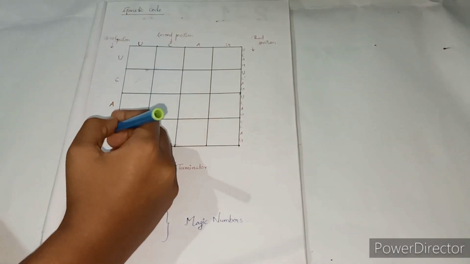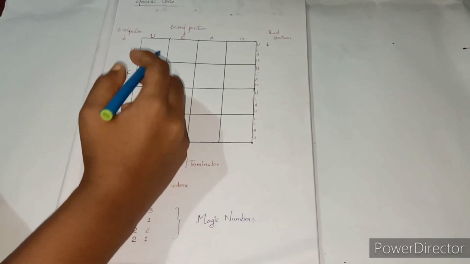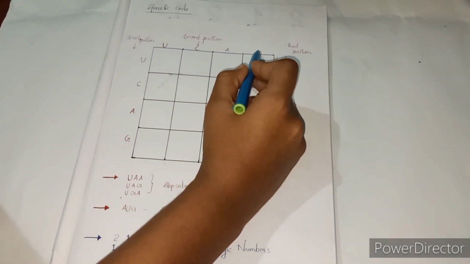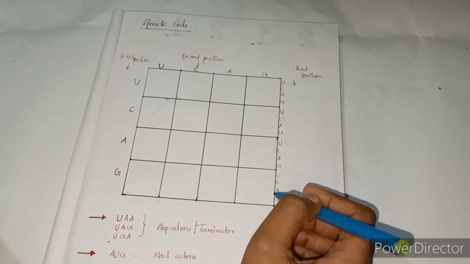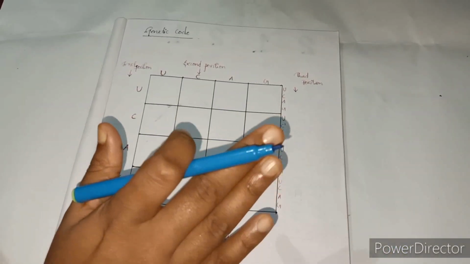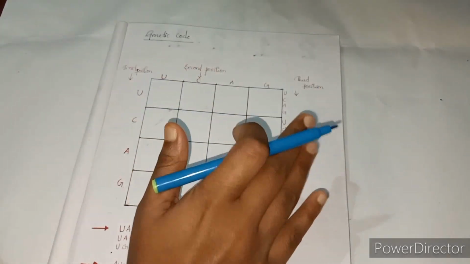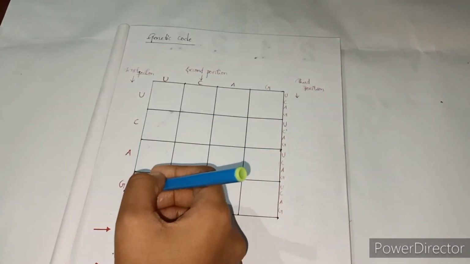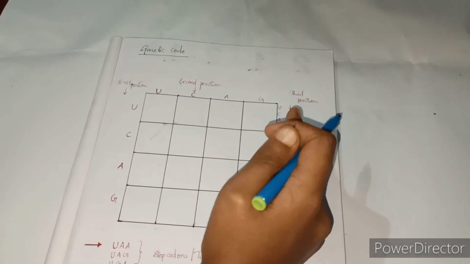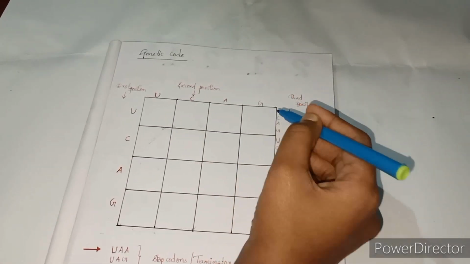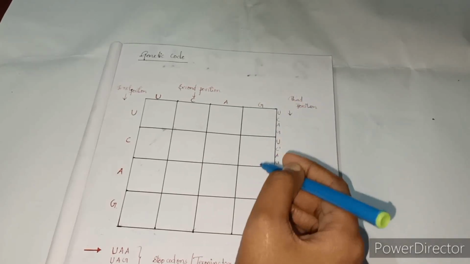This is the first letter of the triplet codon, and this is the second letter of the triplet codon, and here is the third letter of the triplet codon. Here you should remember the code UCAG, that is UCAG written vertically, UCAG horizontally, and when we write UCAG on the right side, we should give UCAG for each box.